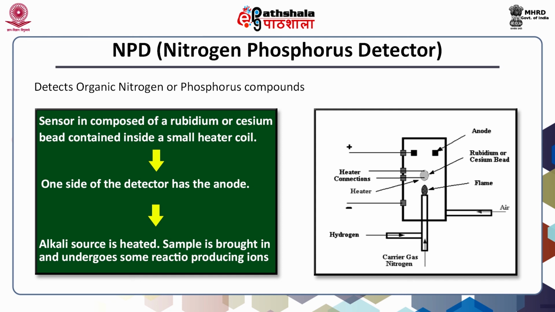Now we can conclude that in the case of GLC, the basic principle is partition chromatography, where different materials, depending upon their partition coefficient, are resolved and then detected by different types of detectors. The use of detectors and injectors depends upon the type of analysis and the type of compounds we want to resolve.